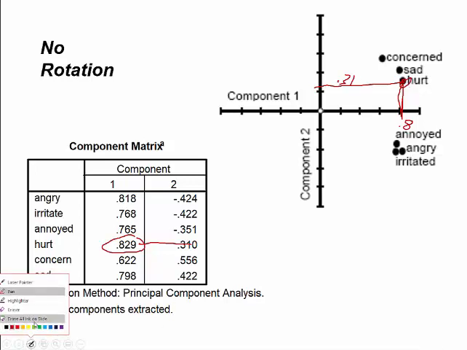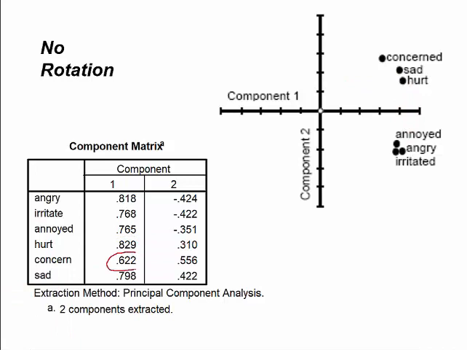Or let's look at concern. Concern had a little bit lower correlation. It was only correlated 0.6 with component 1, and its correlation with component 2 was up at 0.556. So right here, that would be at 0.55. So I'm plotting where each item falls in two-dimensional space based on the correlation it has with component 1 and component 2.